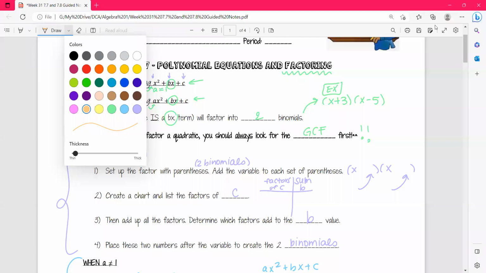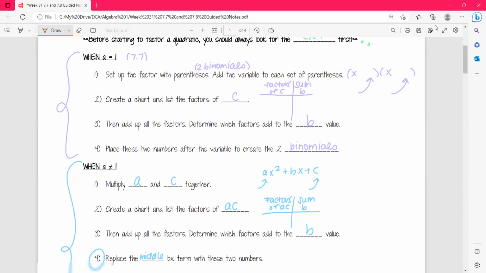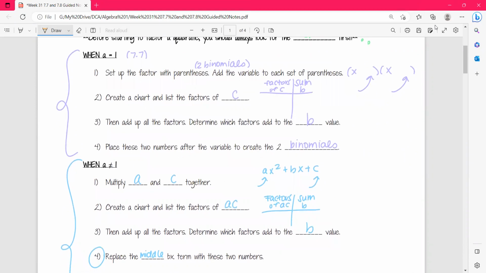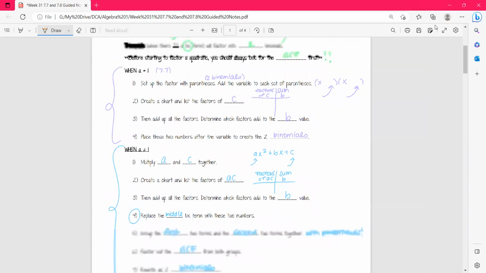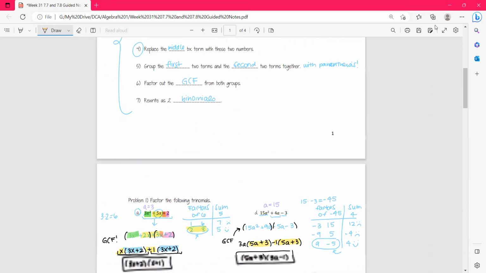Hey everyone, so this is the next video in this combo chapter that we're doing, section 7-7-7-8. In the last video, what we've been practicing is just how to factor. By now we should be very comfortable with how to factor, whether a equals 1 or whether a does not equal 1. We must know these steps. We must be very good with factoring by this point because we need it to do what we're going to do today.